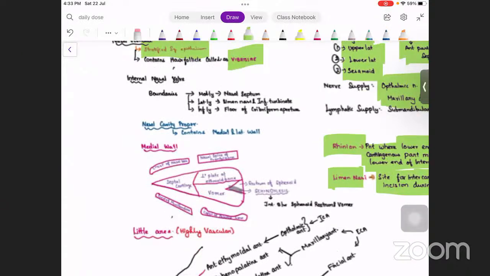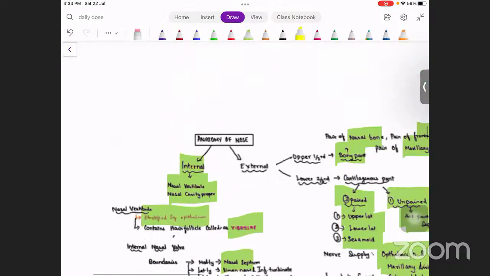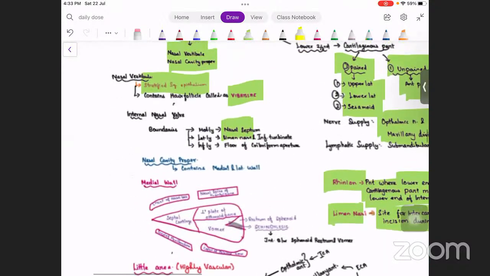Speaking about the internal nasal wall, it is medially bounded by the nasal septum, laterally by your limen nasi and inferior turbinate, and inferiorly by the floor of the piriform aperture. These are the internal nasal wall boundaries.